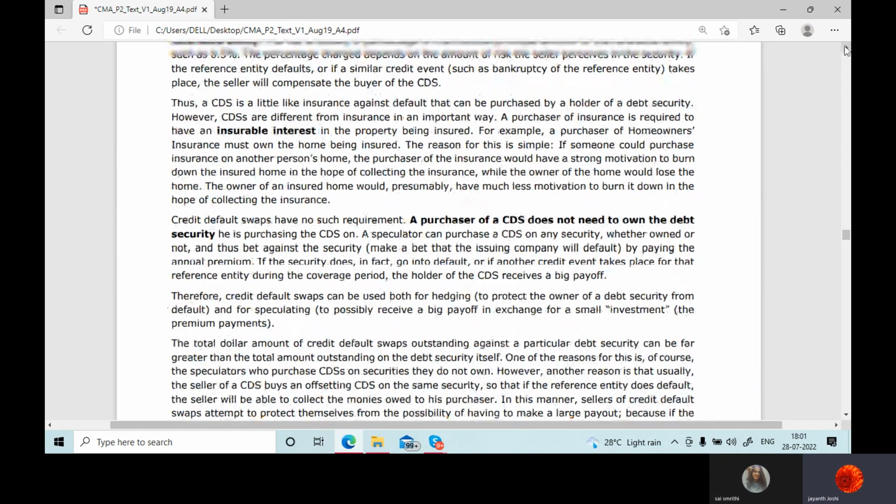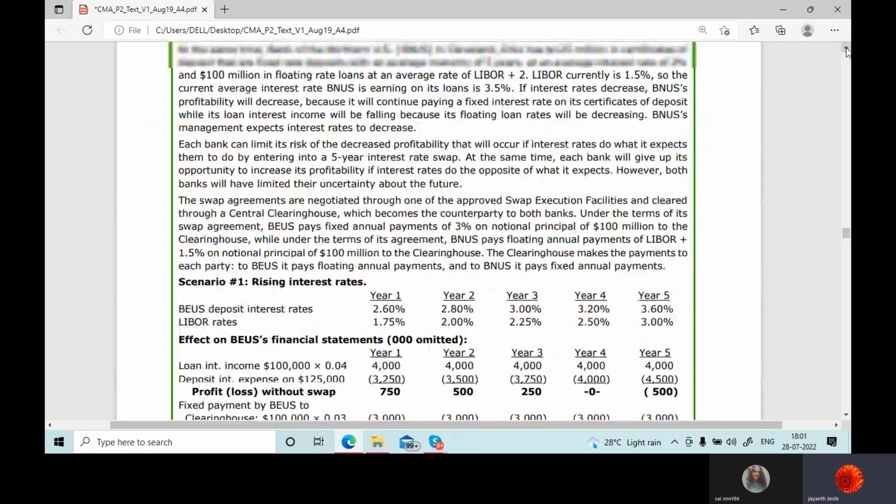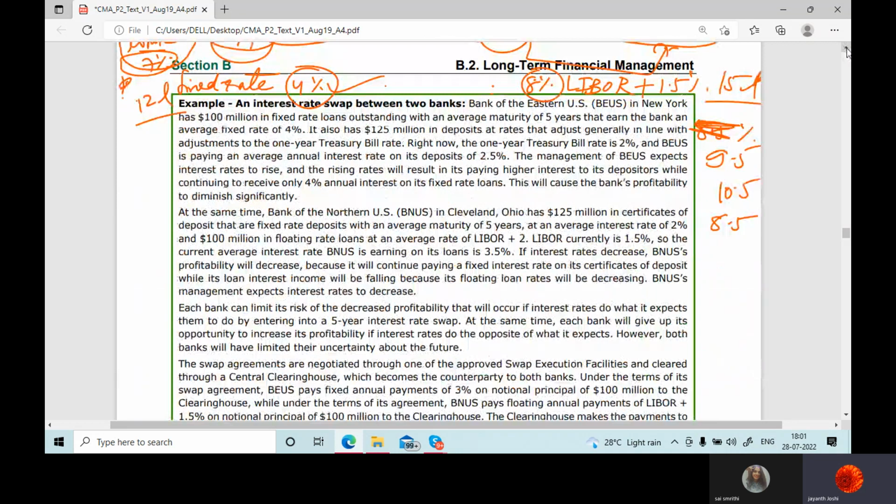So now we will take a practical example from your book and understand what is happening here. Okay. So there is an interest rate swap between two banks. Bank of Eastern US, BEUS in New York, has $100 million in fixed rate loans outstanding with an average maturity of 5 years that earn the bank an average fixed rate of 4%. So what is happening?